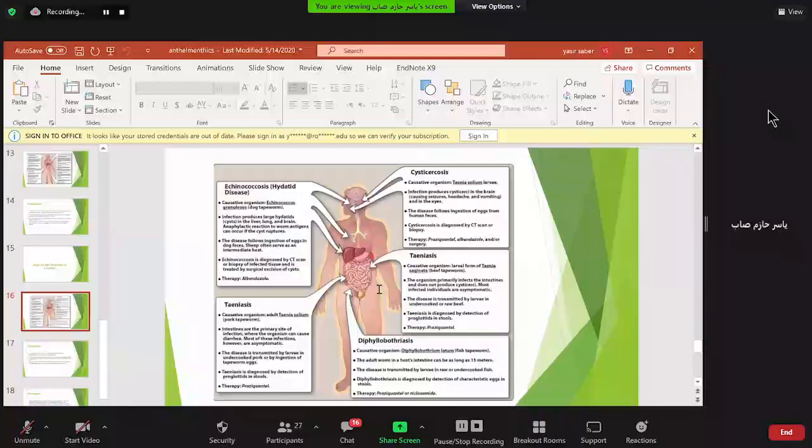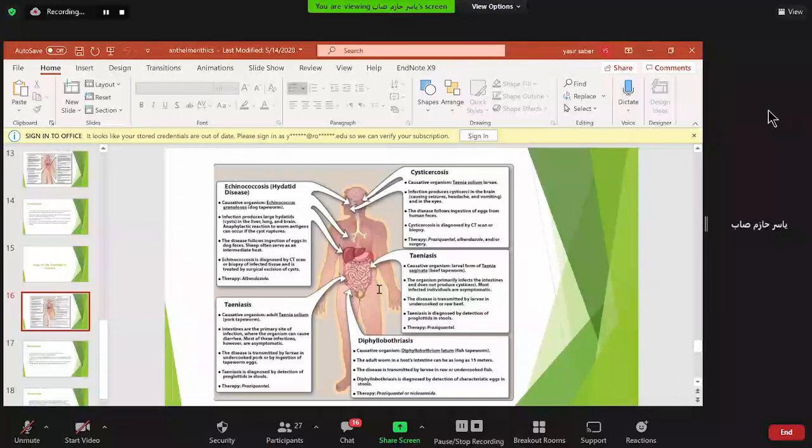Cysticercosis: the causative organism is Taenia solium larva. Infection produces cysticercosis in the brain and causes seizure, headache, vomiting, and in the eyes. Infection can include the ocular site. The disease follows ingestion of the egg from human feces. Cysticercosis can be diagnosed through CT scan or biopsy. Therapy is praziquantel or albendazole, and or surgery.